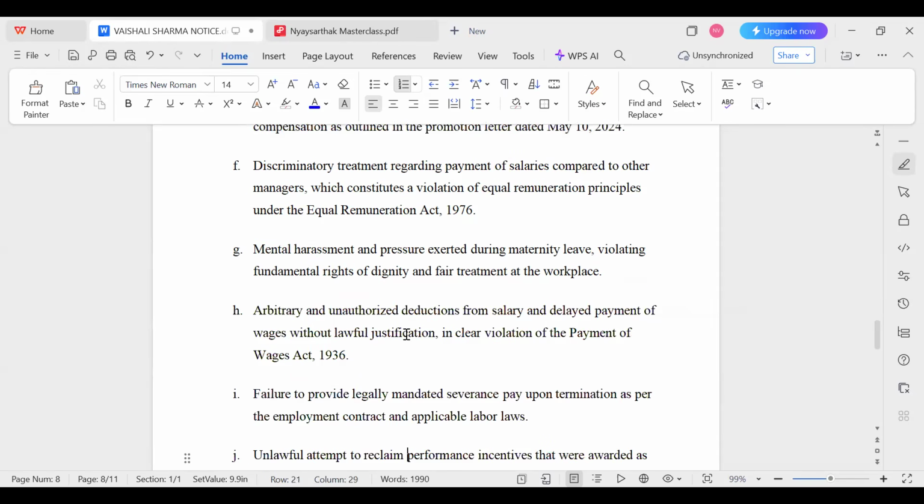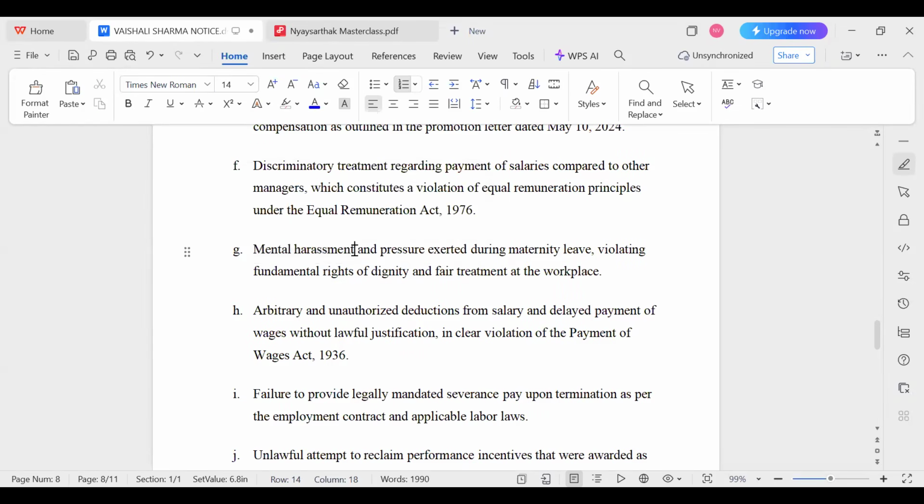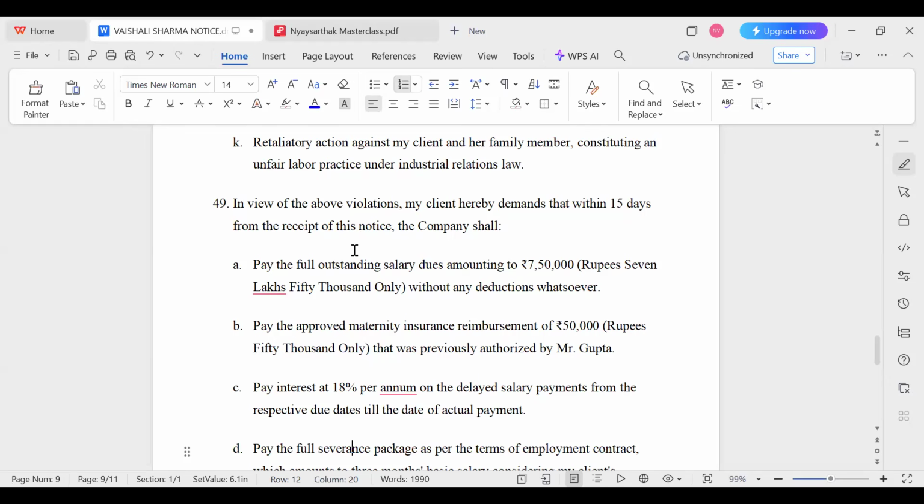After you are done with this, there is a general prescribed line that all lawyers in India usually use: your actions have caused our client mental harassment. And there is another point applicable only to this case, the pressure exerted during maternity leave. You can just skip to this part, that your actions have caused a huge mental harassment to our client, and we are claiming this particular amount. As of now, I am giving just the context of this case. After that, we have given the monetary things.